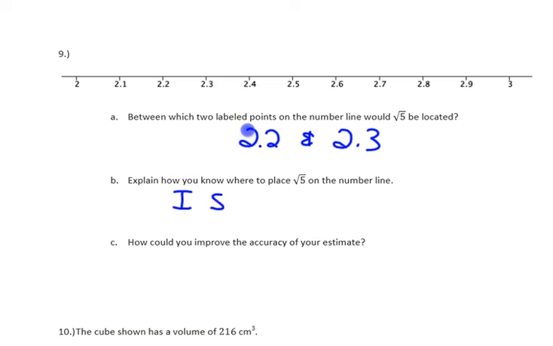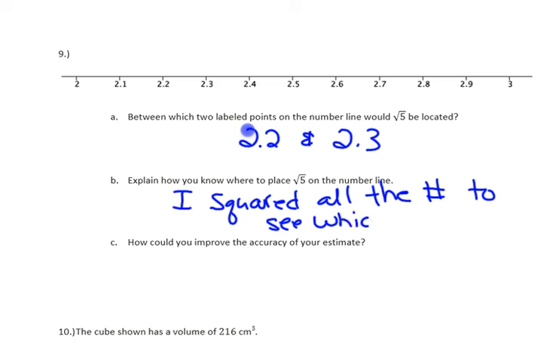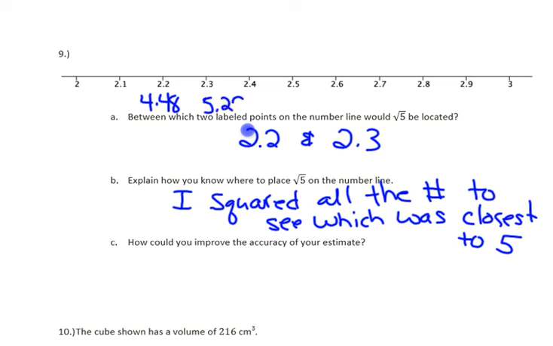I squared all the numbers to see which was closest to 5. So I did 2.2 squared, which is 4.84. And I did 2.3, which was 5.29. So 5 has to be in between there. So that's where the square root of 5 would go. How could you improve the accuracy of your estimate? Use more decimal places.